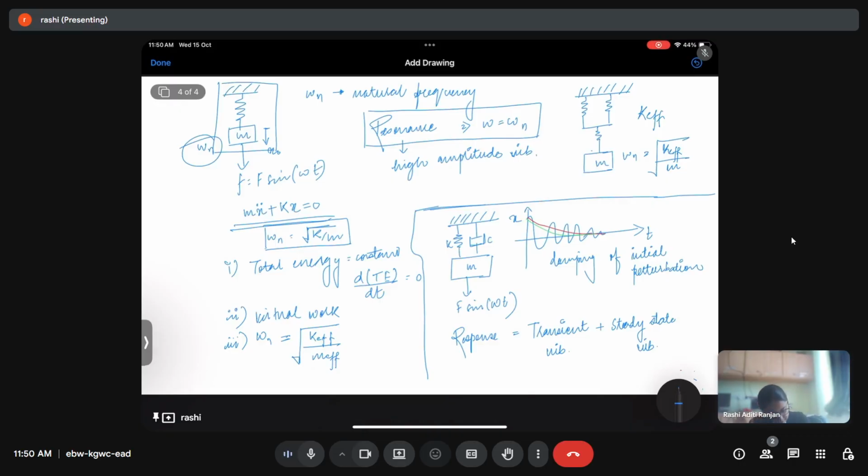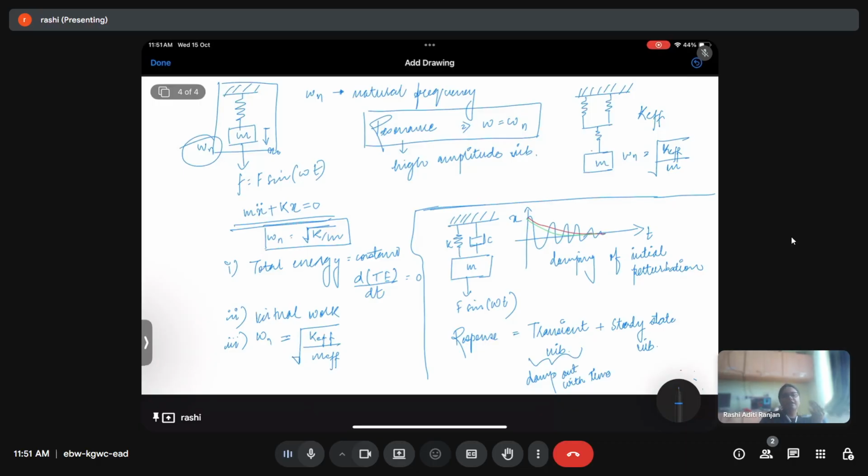Okay, the transient vibration is going to what? It is going to damp out. The transient vibration is going to damp out with time. So we'll have only steady state vibration. Okay. So we are only concerned about the steady state vibration.